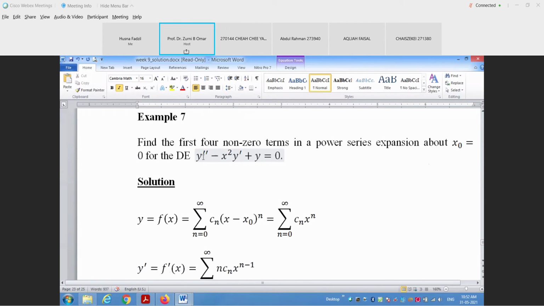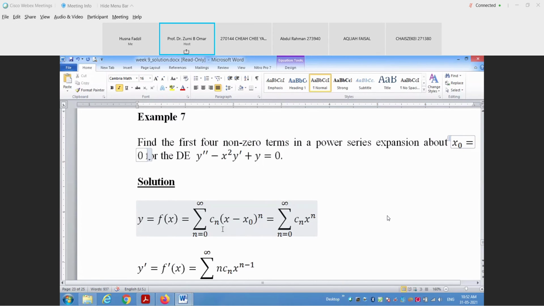Here, the first step, you write down the representation of the solution in terms of series. So this is the general form. Now this x0 depends on this value. For example, if x0 equals 0, that's why x minus x0 becomes x to the power of n. But it's not always like this. It depends on the value of x0.